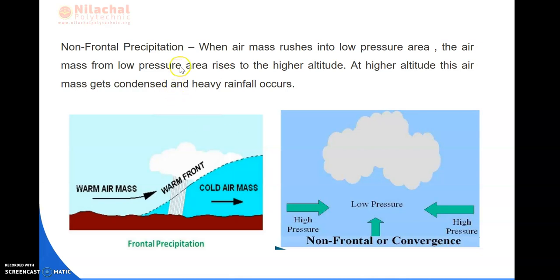That is known as frontal precipitation. Next is non-frontal precipitation. What do we mean by non-frontal precipitation? When the air mass rushes into the low pressure area, the air mass from the low pressure area rises to a higher altitude. At higher altitude, this air mass gets condensed and heavy rainfall occurs. You can see here the image of non-frontal precipitation, with high pressure, low pressure and high pressure. The air mass rushes to the low pressure area, rises up to a higher altitude, and at higher altitude it gets condensed. After that the heavy rainfall occurs.